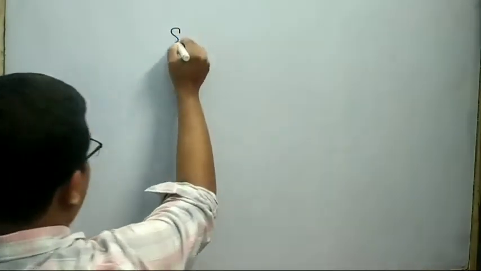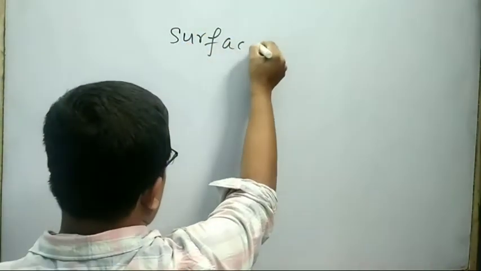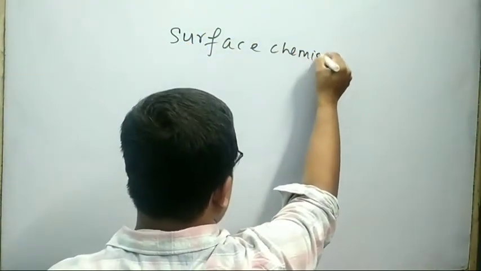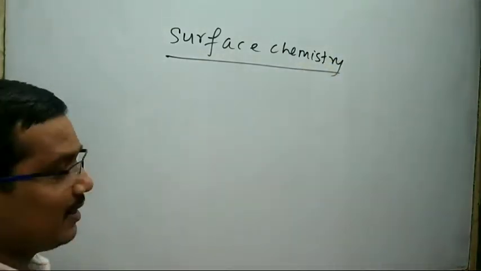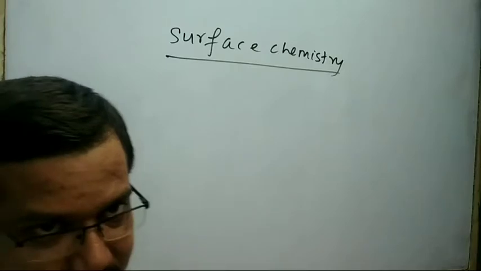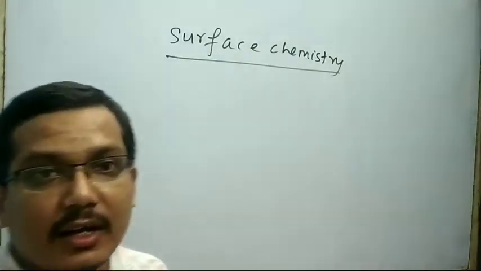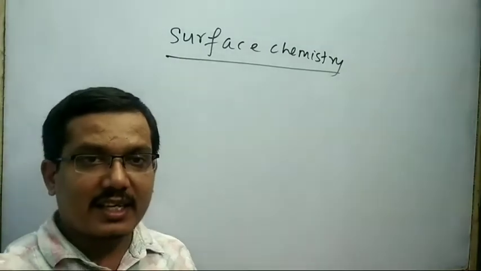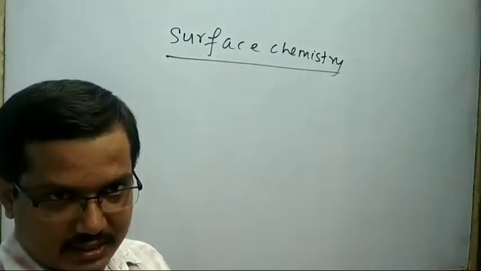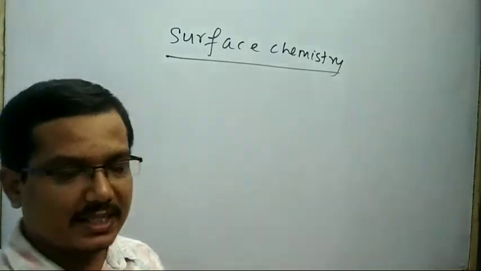Dear student, now I will discuss a new chapter, that is surface chemistry. What is surface chemistry? It is the branch of chemistry which deals with the study of nature of surface and changes occurring on the surface. That is called surface chemistry.